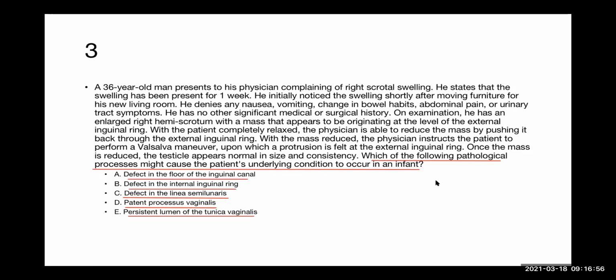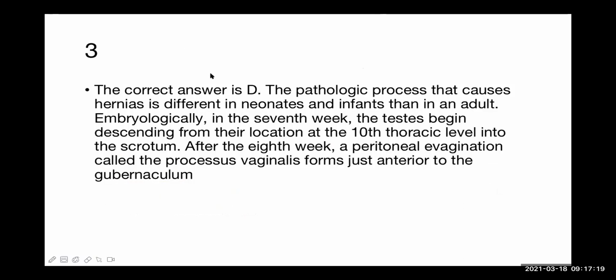Now, along with that gubernaculum, anterior to it, a fold of peritoneum also descends downward, and that is known as the processus vaginalis. It should be cut off. Otherwise, there is a high chance of inguinal hernia in an infant. So this is also a very easy question. See, the correct answer is D. The pathological process that causes hernias is different in neonates and infants than in adults.